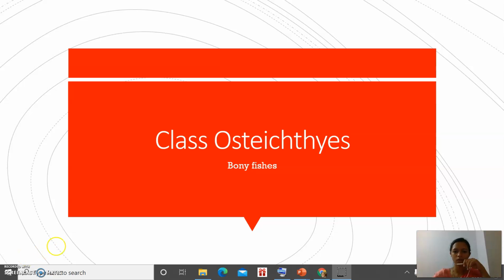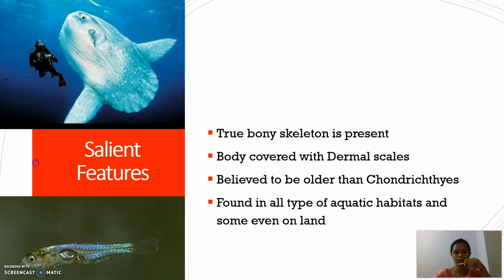Welcome to a class on Osteichthyes or bony fishes. Some of the salient features of bony fishes include the presence of a true bony skeleton, that is, the body is covered with dermal scales. It is believed to be older than the cartilaginous fishes and is found in all types of aquatic habitats and some even on land.